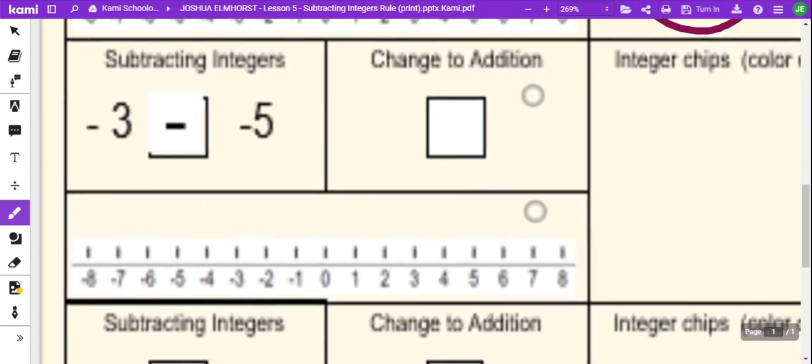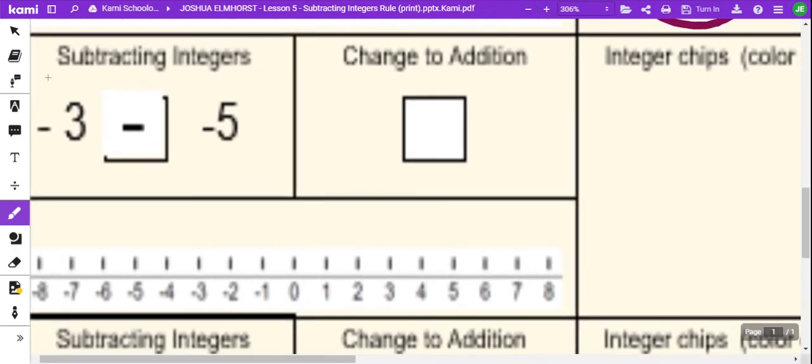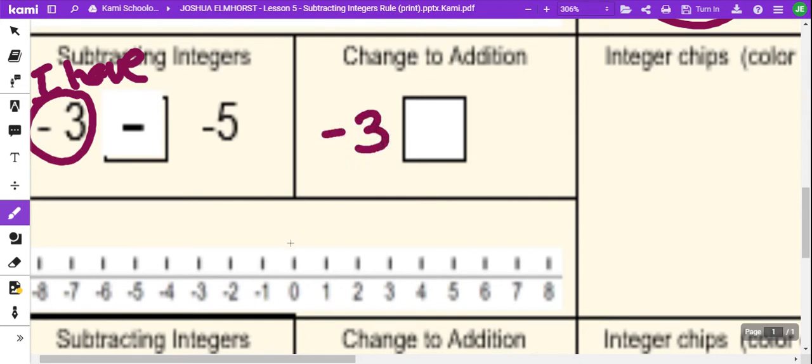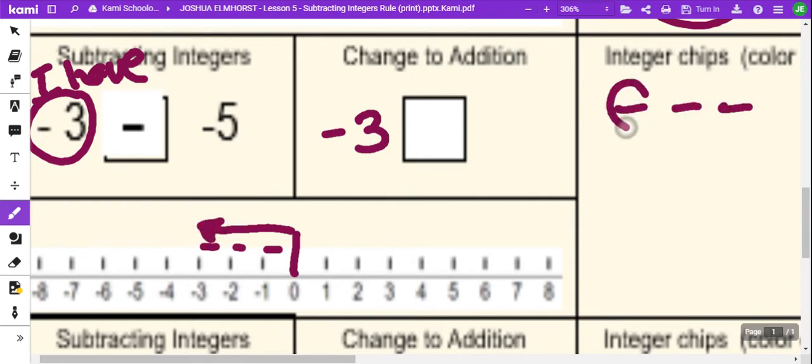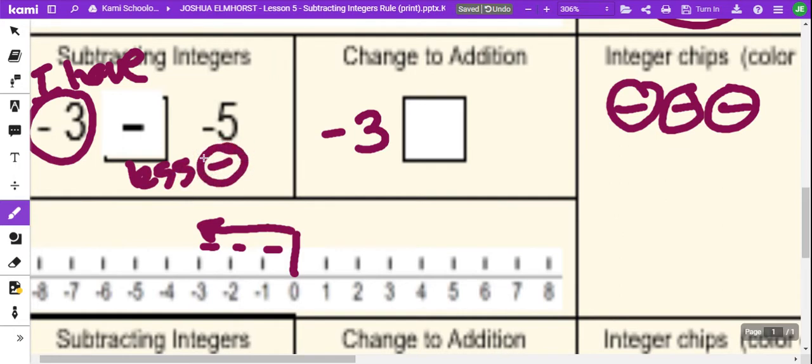So just using the strategy for a few more examples, we're going to start with I have 3 negatives. So it's 1, 2, 3 negatives. I have 3 negatives, and then I am getting less negatives. So you're taking away negatives. I'm getting less negatives. So that means I am getting more positive. More positives.